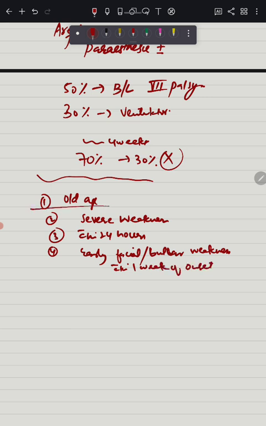So old age, severe weakness at admission. If the patient is very weak at admission, and if there is rapid progression within 24 hours, and the patient has early facial or bulbar weakness, and that within 1 week of onset. These are the risk factors for ventilatory support.